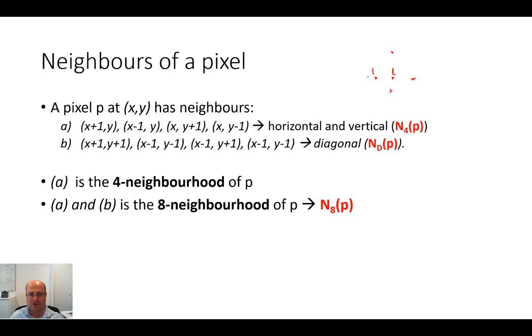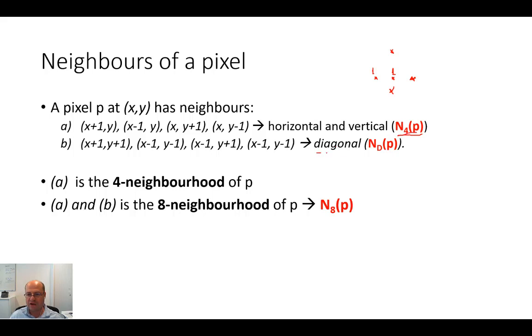So the neighbors of a pixel in a 4 neighborhood are the horizontal neighbors, x minus 1 and x plus 1, and the vertical neighbors, y plus 1 and y minus 1. This is the definition of the horizontal and vertical neighborhood, or 4 neighborhood.